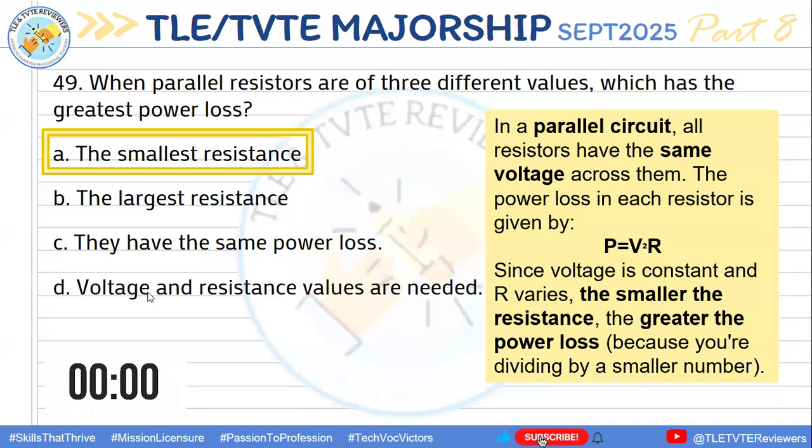And letter C, still incorrect. They have the same power loss only if all resistors have the same resistance, which the question says they do not. And letter D, incorrect. Voltage and resistance values are needed? While exact values are needed for exact power numbers, the relationship between resistance and power loss in parallel makes this unnecessary for a relative comparison. So that's why our answer is letter A, the smallest resistance.